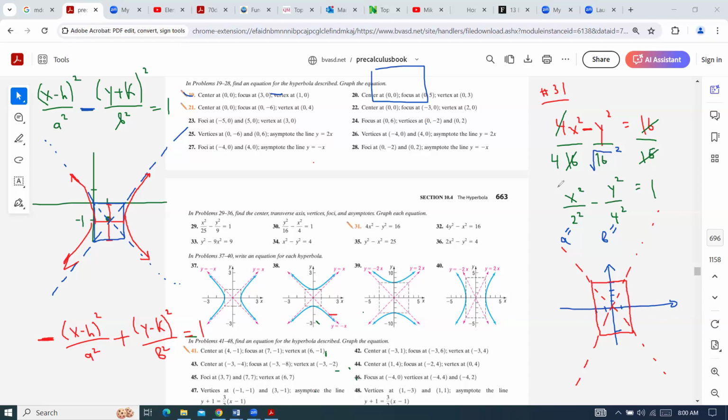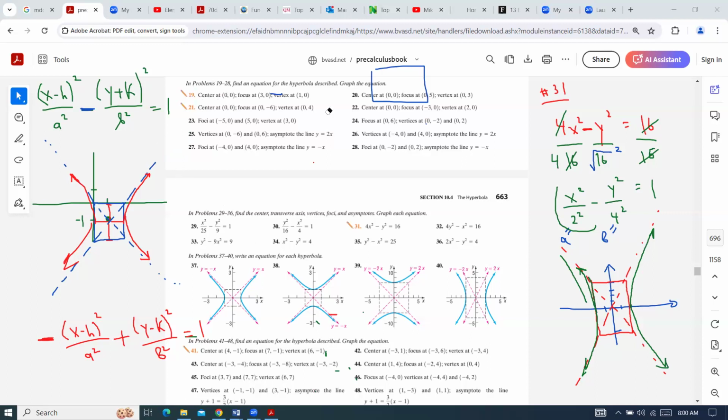So now x squared is positive. So this is going to be left and right. So this is one part of the hyperbola, and here's the other part, left and right. So it goes along the asymptotes. That's the point. And I guess that's pretty much all.